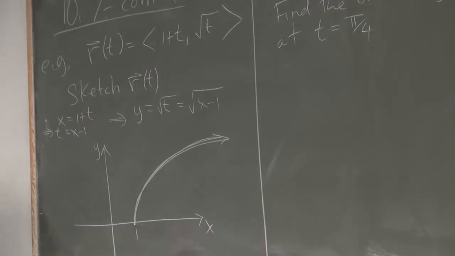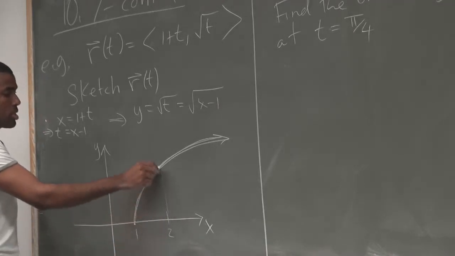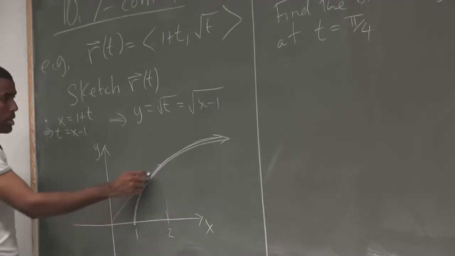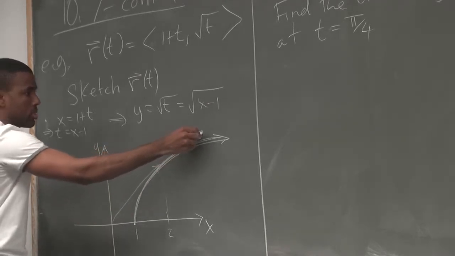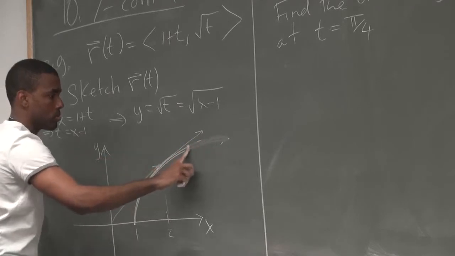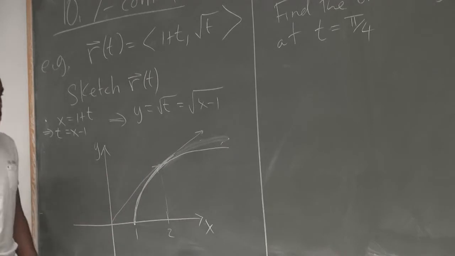By the way, if I wanted to plot the position vector to get to 2, I could plot it like this, and then the tangent vector would be like this. I think there are some homework problems that look like that, just in case.